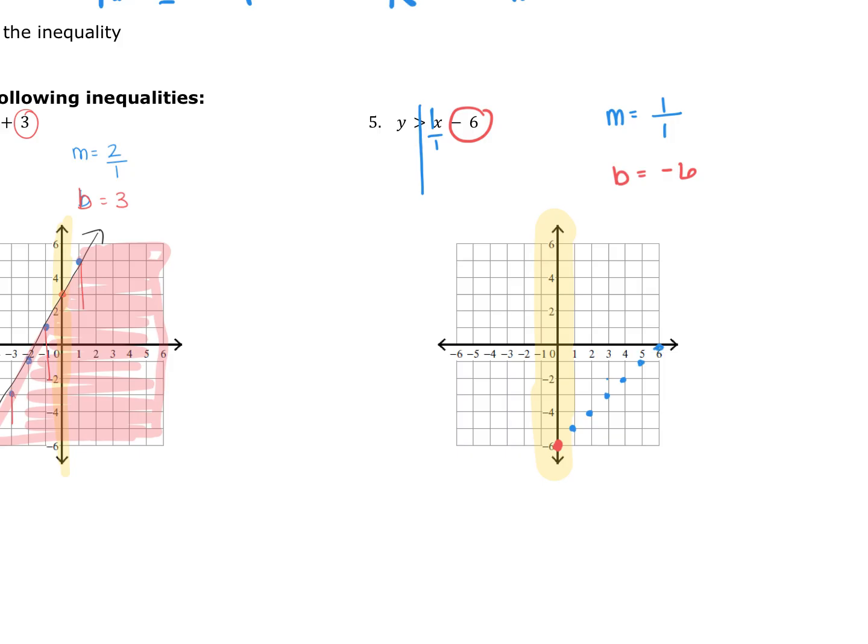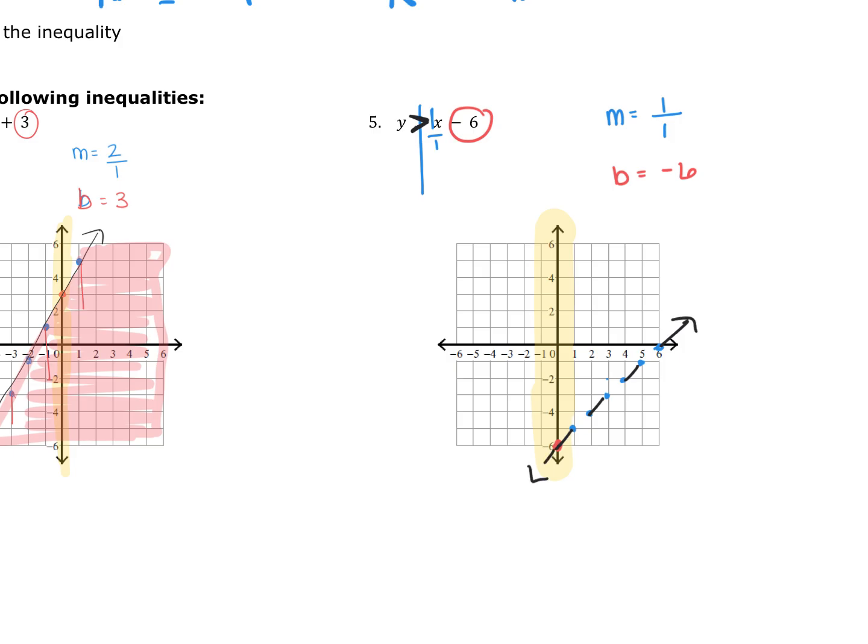Okay? Now I have to determine, is it solid or dotted line? When I look, it just has this right here. It doesn't have that line under it. So that just means that it is just greater than or less than, and it doesn't have that equal to piece. So I'm just going to go ahead and connect these, and I just like to connect them kind of by like every other, and then stick arrows on each end.